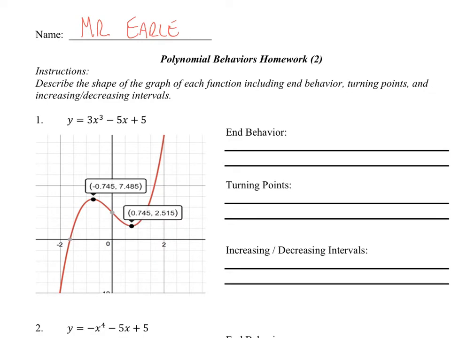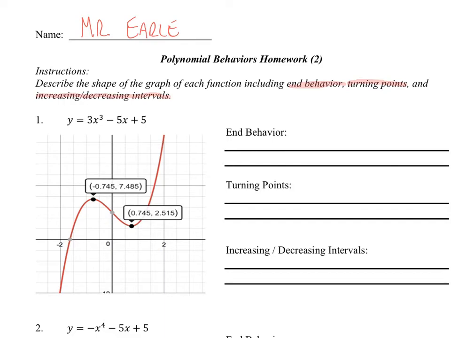In this homework, you have to describe the shape of the graph of each function, including the end behavior, turning points, and lastly, the increasing and decreasing intervals. For one of the classes, I don't remember which one, we didn't get to increasing and decreasing, so you don't have to do that one necessarily, but it's going to be in the video, so you might be able to do it on your own.